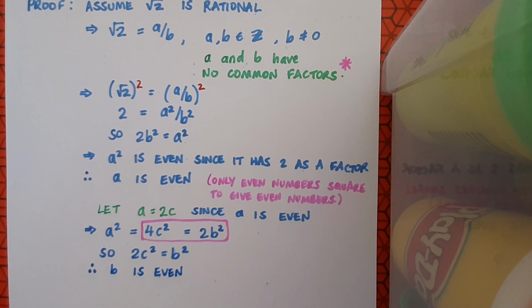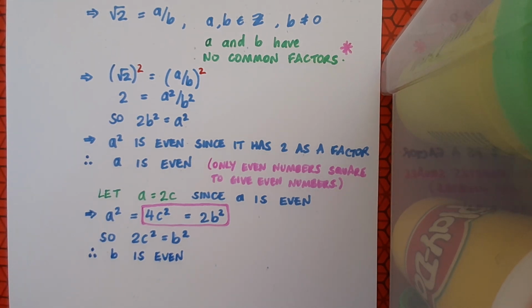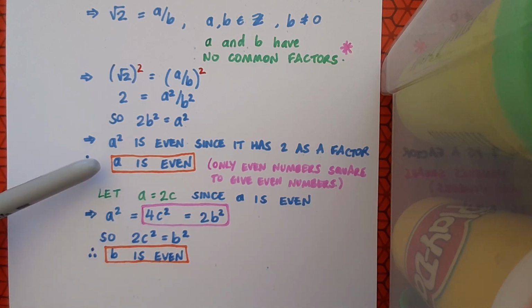Notice I can save myself a little bit of writing here because I've gone through a set of steps to get to a similar conclusion previously. So I can take a bit of a shortcut this time around. Okay, now this is interesting because I've got two statements about a and b. I've got the statement that a is even and the statement that b is even.